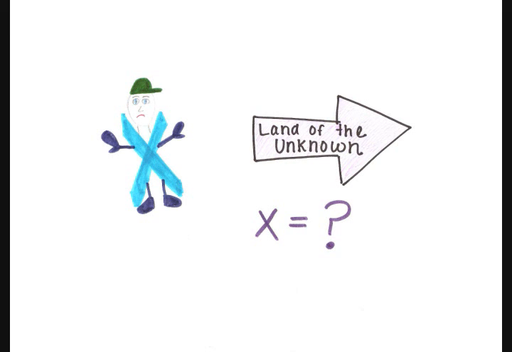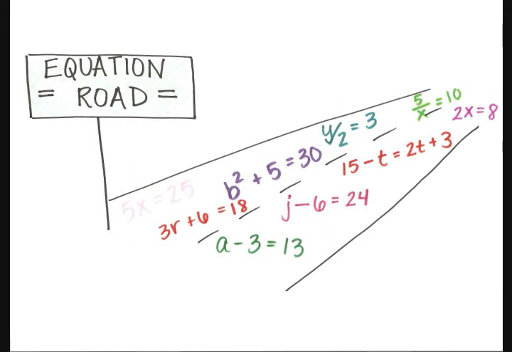Variable X left Expression Road feeling defeated. He knew an expression does not have an equal sign. You cannot solve an expression for a variable. You can simply plug in a value for a variable if it is given or known. Unfortunately, Variable X had not departed from the land of the unknown.